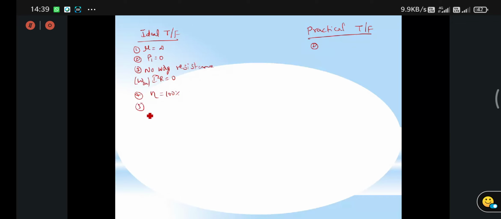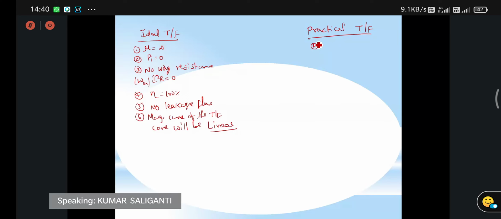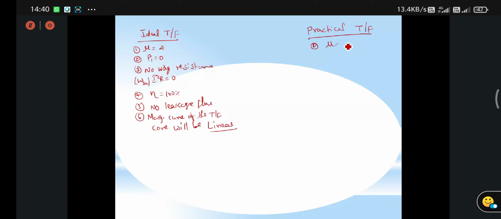There is no leakage flux here. And the magnetization curve of the transformer core will be linear, a straight line. As compared to the practical transformer, the permeability of the transformer core is finite here.